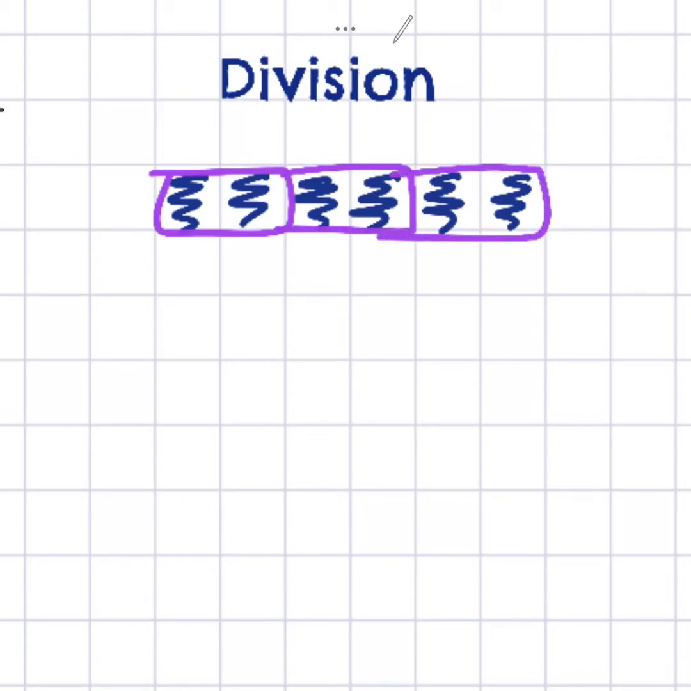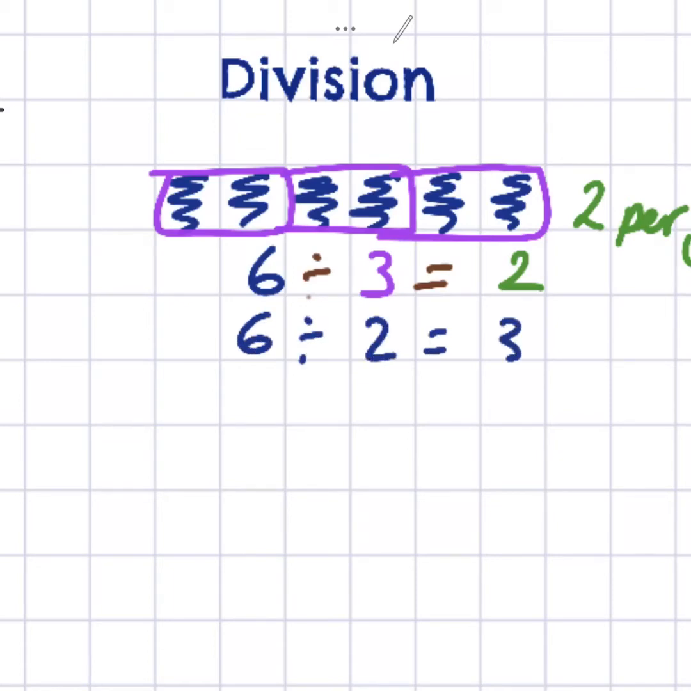Okay, so I can write that as a horizontal sum. It says 6 per person, 2 per person. I can write that as a horizontal sum, so 6 divided by 3 equals 2. I'll put my symbols in, my divided by symbol and my equal sign. That's a horizontal way of writing it. You can also reverse that and do 6 divided by 2, which equals 3. Less people, more chocolate. Very good.